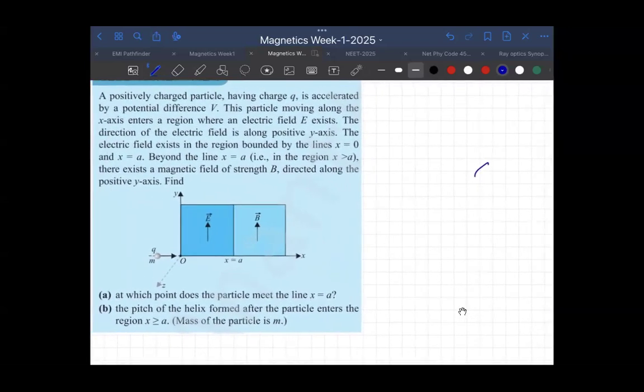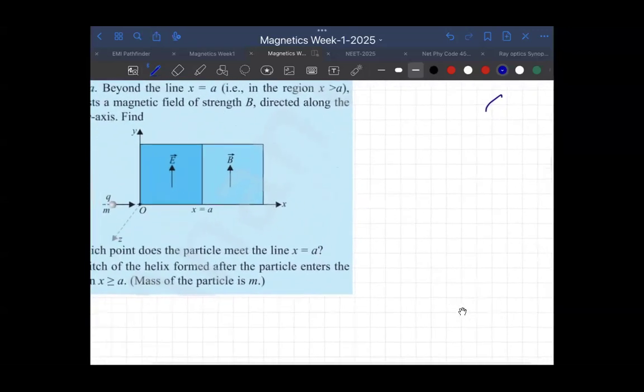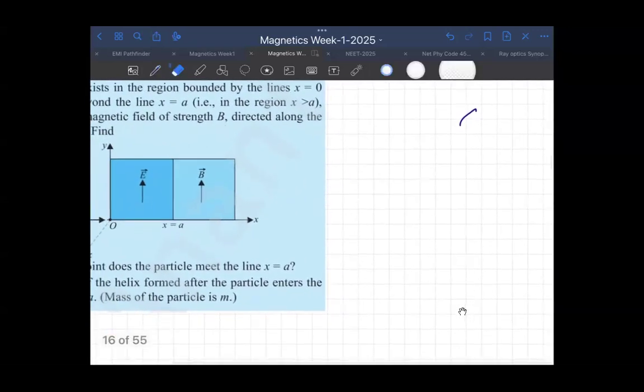A positively charged particle having charge Q is accelerated by a potential difference V. The particle moves along the x-axis and enters a region where an electric field E exists. The direction of the electric field is along the positive y-axis. The electric field exists in the region bounded by the lines x equal to 0 to A. After that a magnetic field comes into control. No issues. We will try to understand the possible data given in this question.